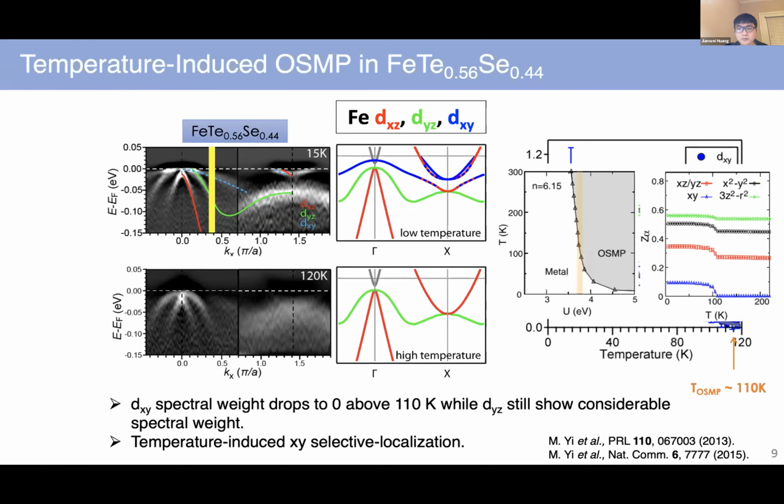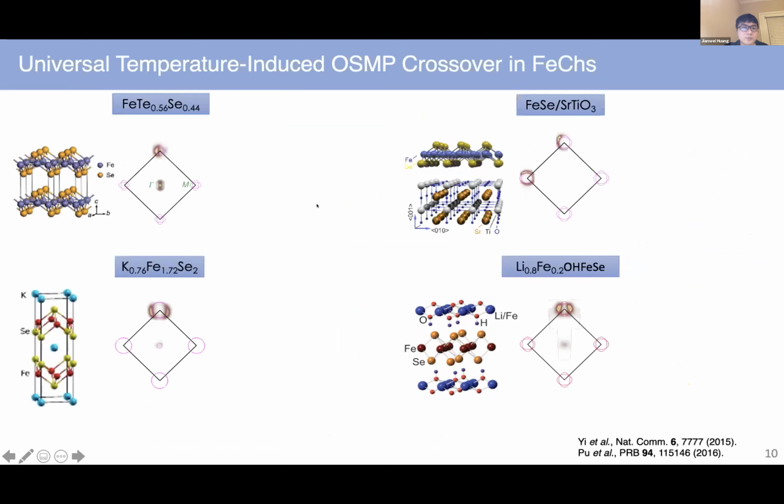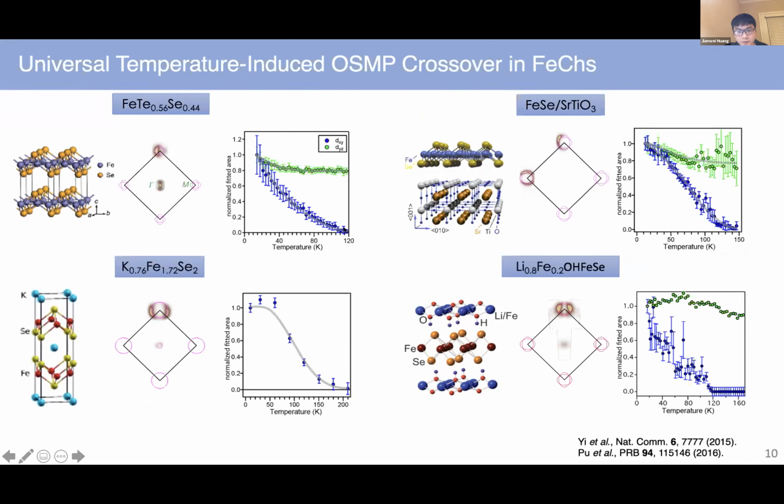Later on, our experiment was also captured by the theoretical calculations. And later on, the temperature-induced orbital selective Mott crossover was found to be universal in these iron chalcogenide families. Despite having different crystal structures and different Fermi surface topologies, you always find the dxy spectral weight drops to 0 with increased temperature, with yz still possessing considerable spectral weight.